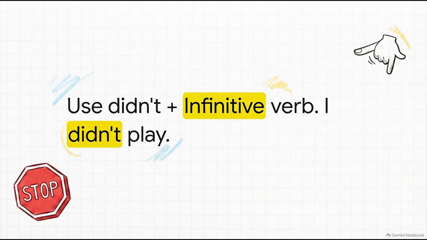But here is the massive secret. Didn't is a really strong helper. It literally carries all the heavy luggage of the past tense. And because didn't is doing all that hard work showing it's in the past, the main verb actually gets to relax. It goes straight back to its original infinitive form. So we say, I didn't play football yesterday. We absolutely do not say, I didn't played. Since didn't already tells us it's the past, play just stays simple.